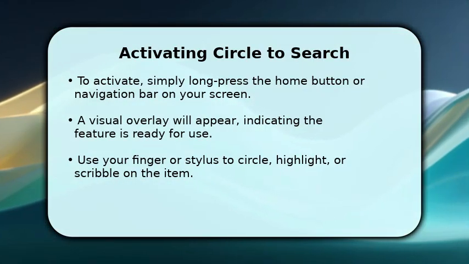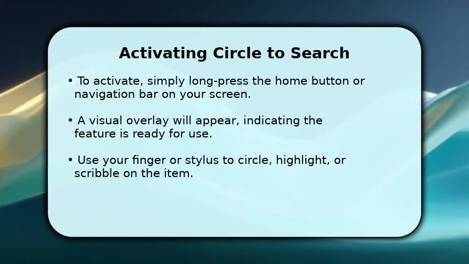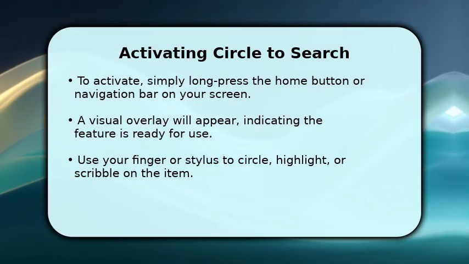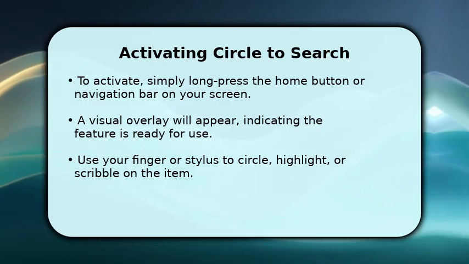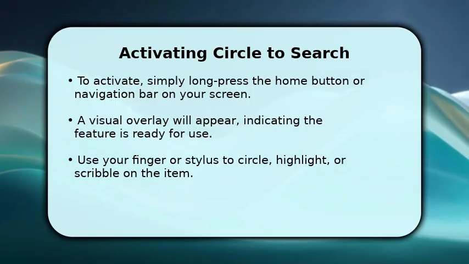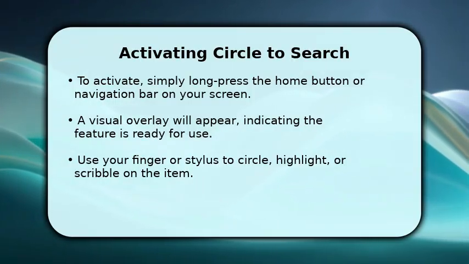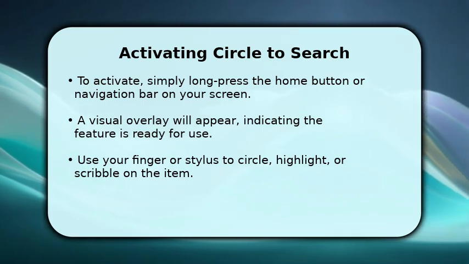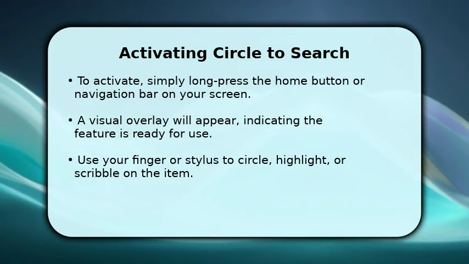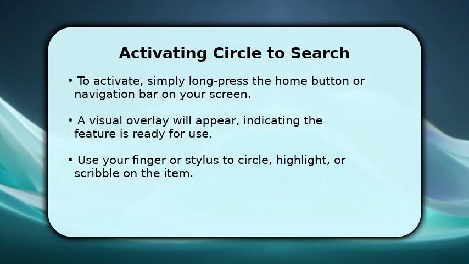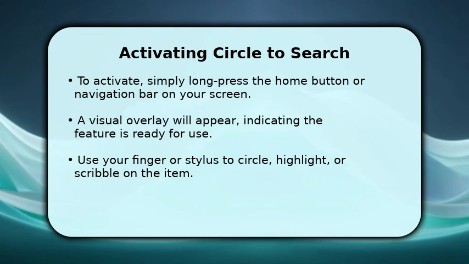Activating Circle to search is straightforward and intuitive. Begin by long pressing the home button or the navigation bar at the bottom of your screen. You'll notice a visual overlay appear, signaling that the feature is active. Now, simply use your finger or a stylus to circle, highlight, or even scribble over the Xiaomi 14T or any other item you wish to search. Once you release your touch, the search results will instantly appear, providing you with relevant information.